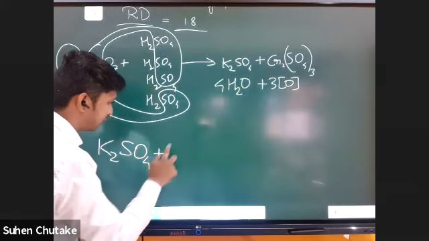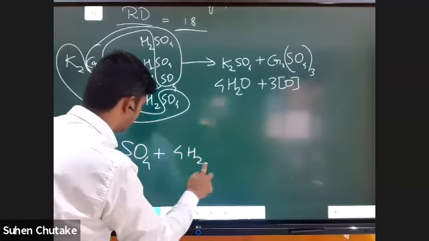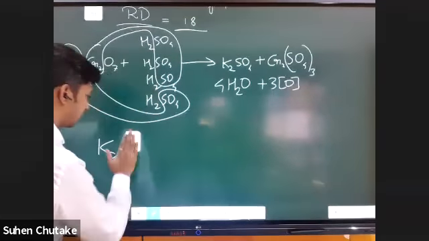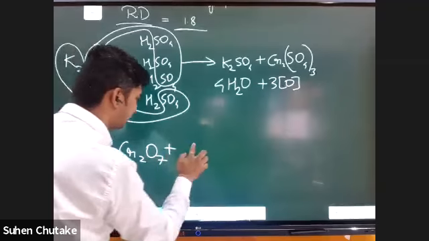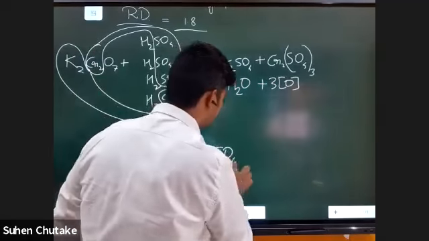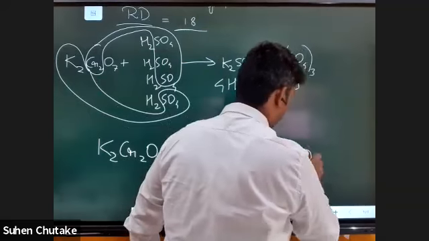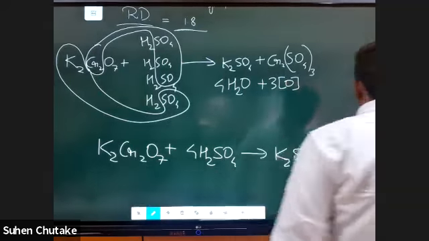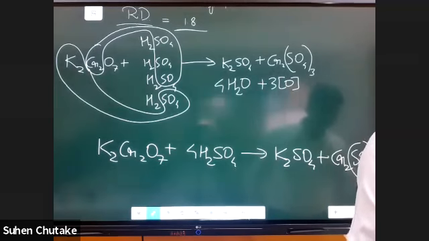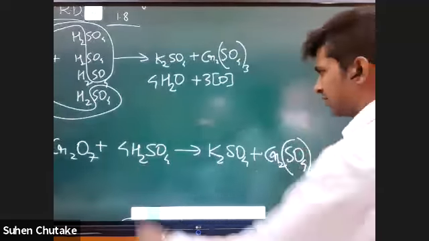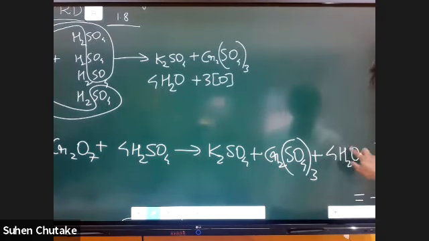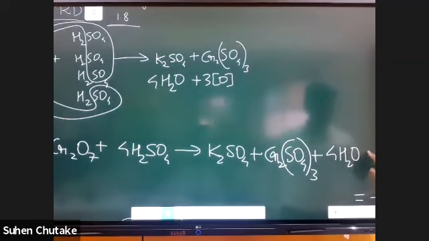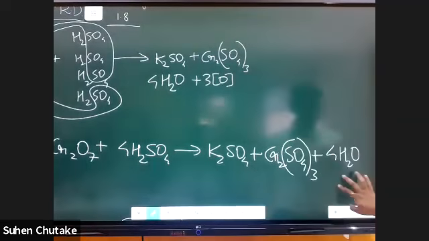You're getting K2SO4 plus 4H2SO4, K2SO4 नहीं रे, K2Cr2O7. K2Cr2O7 plus बोलो क्या है? 4H2SO4 is giving me K2SO4 plus Cr2(SO4)3. एक लाइन में लिखने की कोशिश करता हूँ. K2Cr2O7 plus 4H2SO4 gives us K2SO4 plus Cr2(SO4)3 plus 4H2O plus, बोलो ना plus क्या? 3 nascent oxygen. Plus what? 3 nascent oxygen.